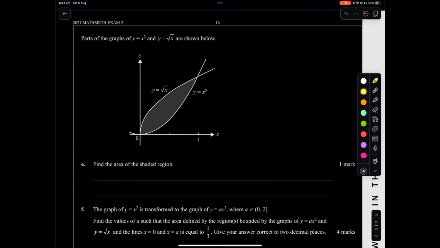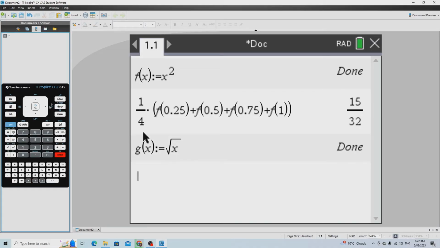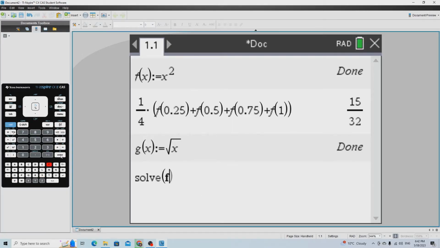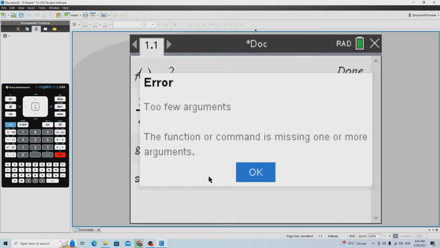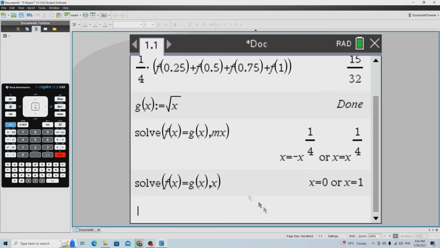Part of the graph of y equals x squared and y equals root x are shown. Find the area of the shaded region. We'll just do this on CAS because it's only one mark anyway. Because we've already defined f of x as x squared, let's say g of x is root x. We need to find the intersection point, so I'm going to solve f of x equals g of x, comma x.